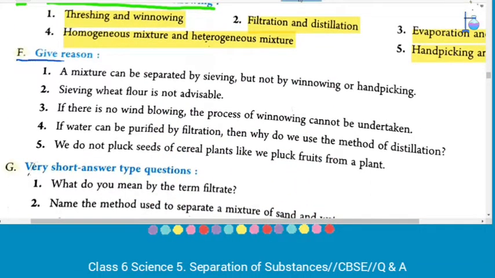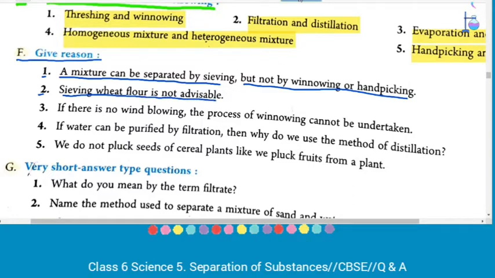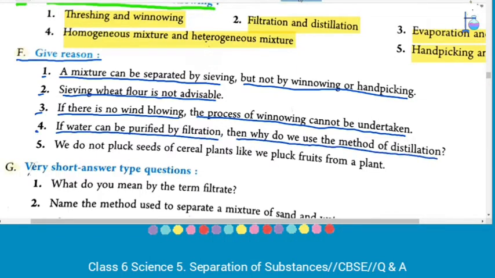Section F. Give reason. First question, a mixture can be separated by sieving but not by winnowing or hand picking. Second, sieving wheat flour is not advisable. Third, if there is no wind blowing, the process of winnowing cannot be undertaken. Fourth, if water can be purified by filtration, then why do we use the method of distillation? Fifth, we do not pluck seeds of cereal plants like we pluck fruits from a plant. So we'll see the reason of each one by one.